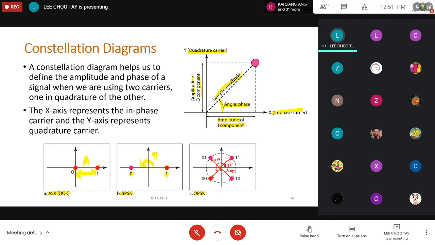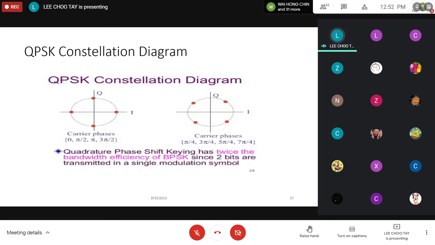All right. So basically, you can send your carrier with any phase angle, as long as the difference between the 4 different carriers is 90 degrees. As long as they are 90 degrees apart, it is easier for your detector or the receiver to detect the phase angle and then work out what binary information it is receiving. Okay, so that is for the constellation diagram.